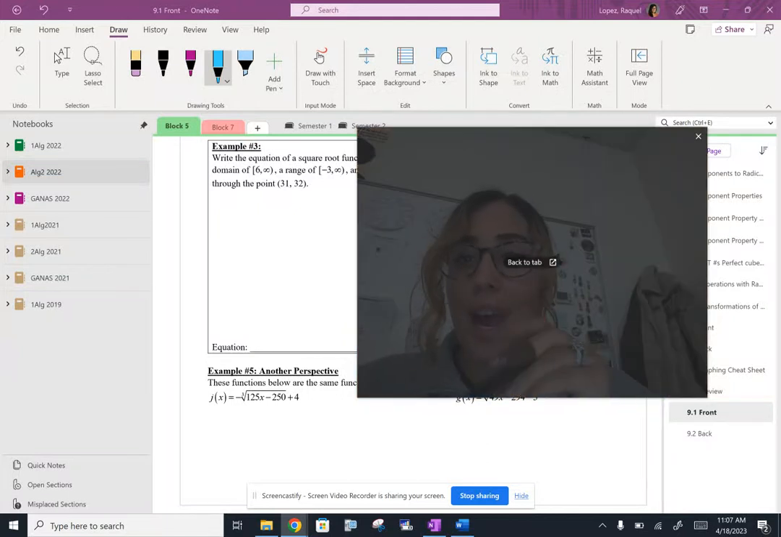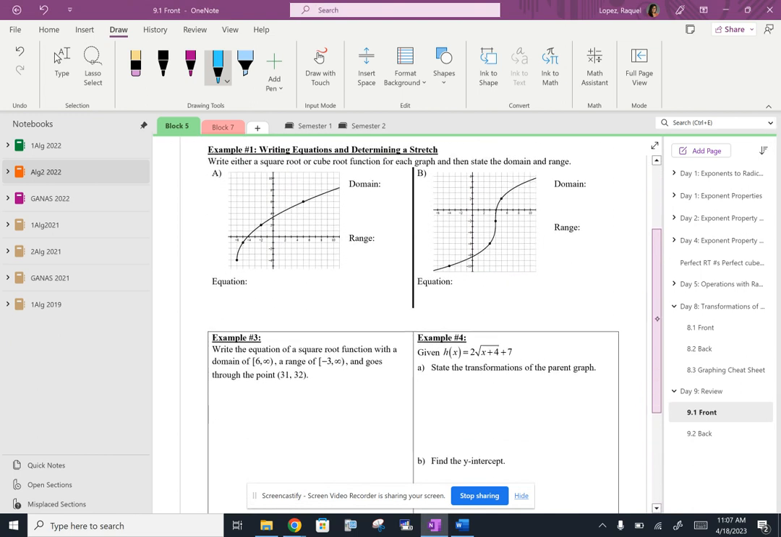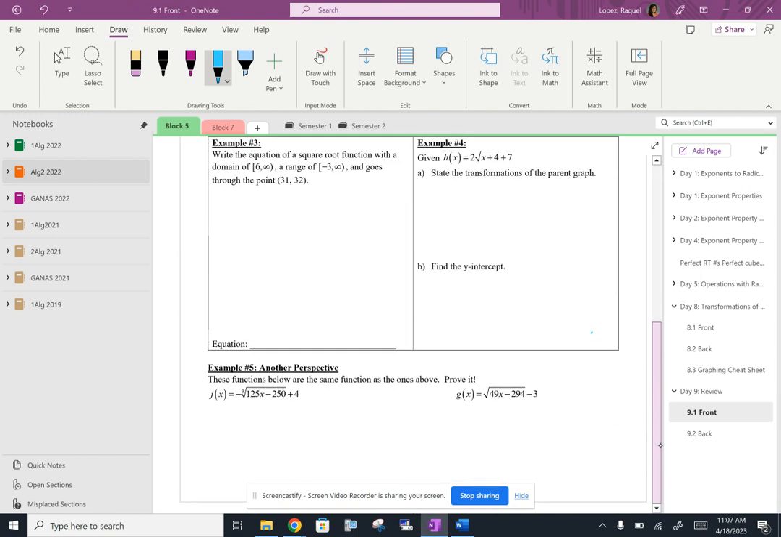So go ahead, take out your notes from a couple days ago. I can't remember when we took these notes together. It was day 9. Oh, on Monday. We started these notes on Monday. This is what the handout looks like.